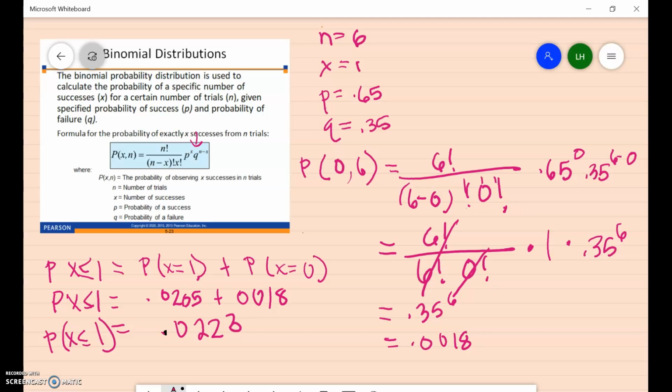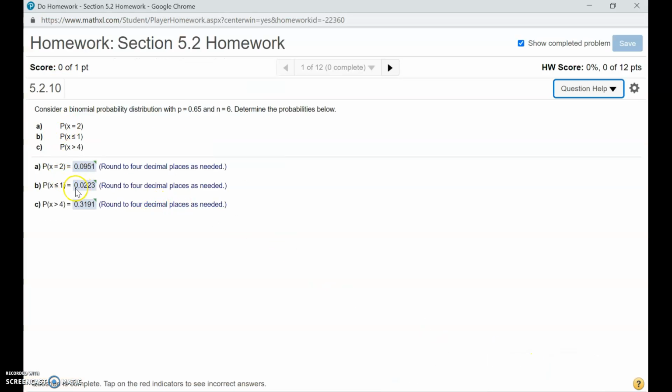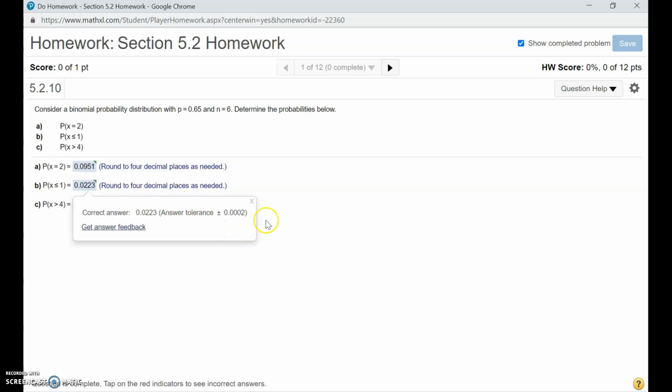0.0223. And let's make sure that we didn't have any rounding errors here, because it's very easy to do. Okay, so 0.0223 is correct, and they will allow a little bit of a tolerance here if you're off a little bit.